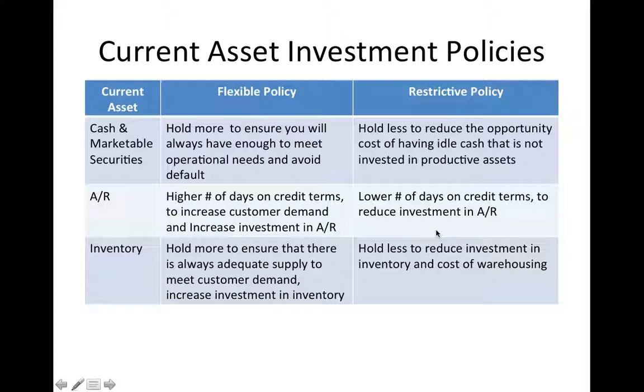Okay, so in the restrictive policy, they might hold less cash so that they don't have a whole bunch of idle cash sitting around that's not in productive assets. We talked many times about the fact that investors, equity investors, are typically not thrilled with the concept that you've got a big bag of cash sitting someplace doing absolutely nothing.